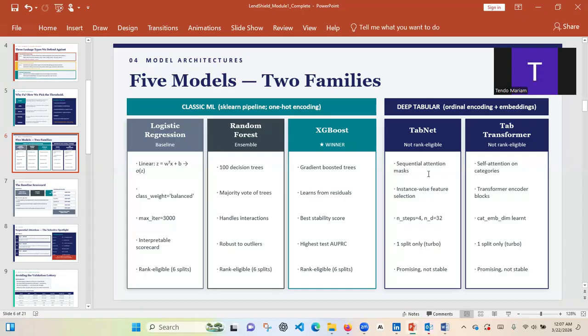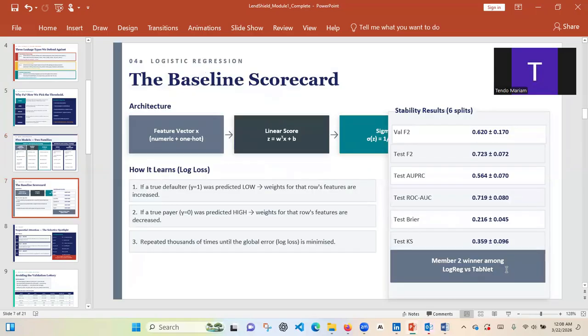And today I added the TabNet. The TabNet uses sequential attention masks, and it does instance-wise feature selection. It has 4 steps and a decision dimension of 32. The results were promising, but not stable. Then I had the TabTransformer, and it had promising results as well. I'll proceed because of time.